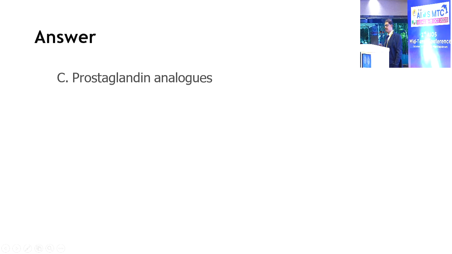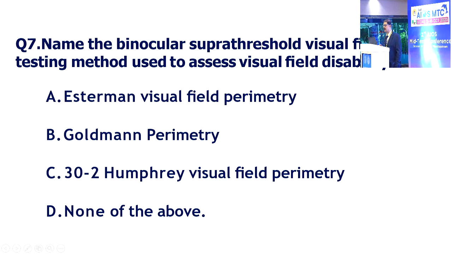So the answer is option C, prostaglandin analogs. Now let us go to question number 7. Name the binocular suprathreshold visual field testing method used to assess visual field disability.